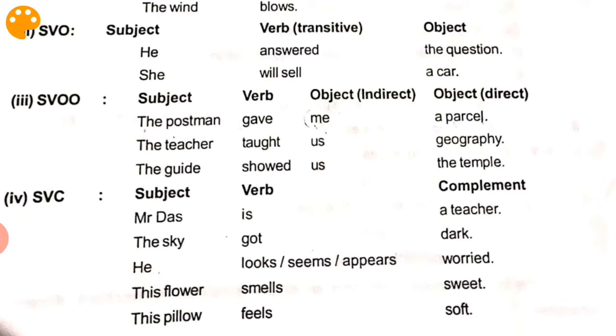The second example: she will sell a car. She is the subject. Will sell is the verb. What will she sell? A car. So this is an object also. So this is the SVO pattern.